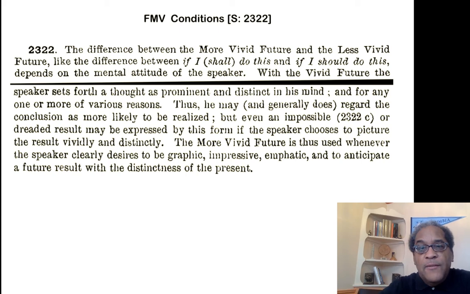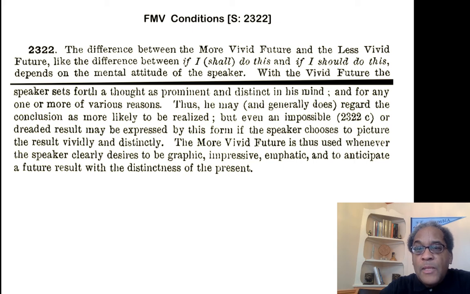So, what's the difference between these three? Or more specifically, between the two main classes? The difference between the more vivid future and the less vivid future, like the difference between "if I shall do this" and "if I should do this," depends on the mental attitude of the speaker. With a vivid future, the speaker sets forth a thought as prominent and distinct in his mind, and for any one or more of various reasons.